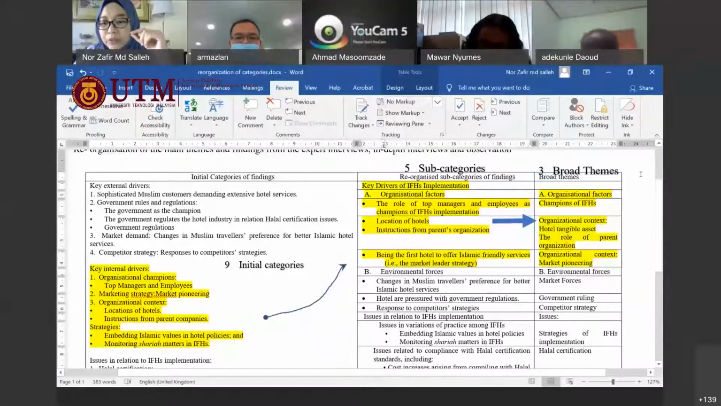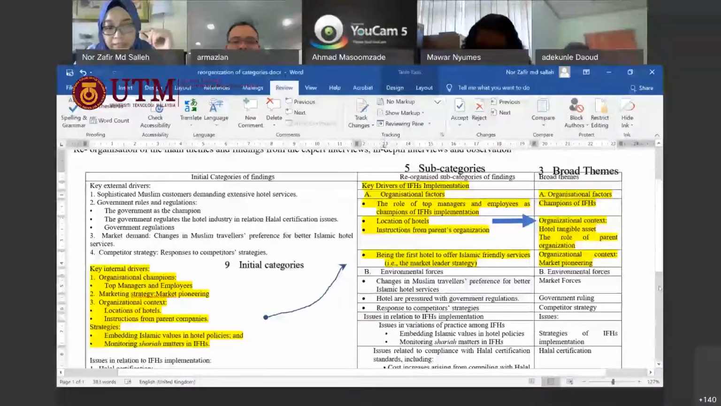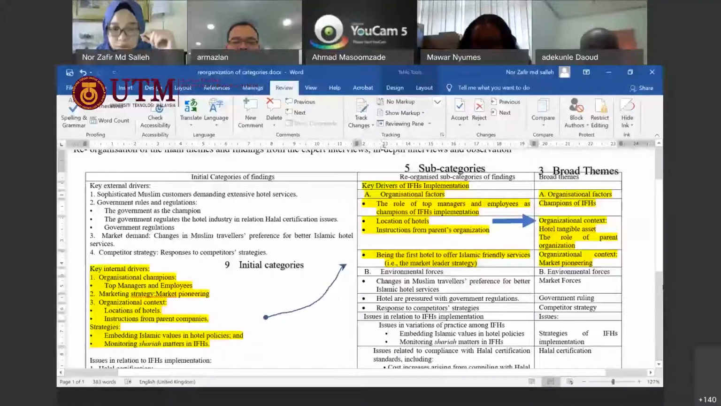I think that it is saturated already. It is justified already, and I'm confident that there are only three themes to describe the key internal drivers. All right. Is there any question? This is an important step in justifying your categories. After coding, we have categories, and this is how you do the steps in reducing your categories.